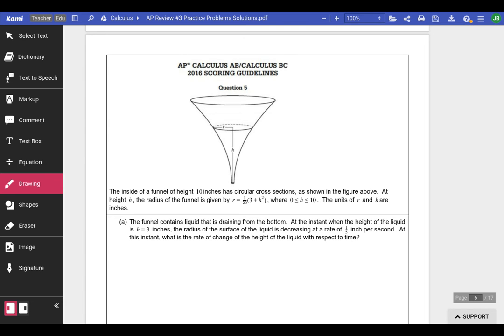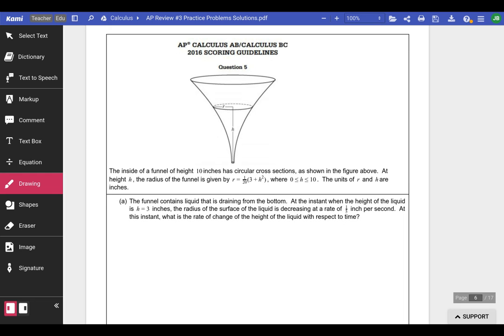So what we have here is a funnel of height 10 inches. We have circular cross sections and they're giving us a formula. So at height h, the radius of the funnel at a particular height is given by this function here. And then they're telling us the units of r and h are inches.